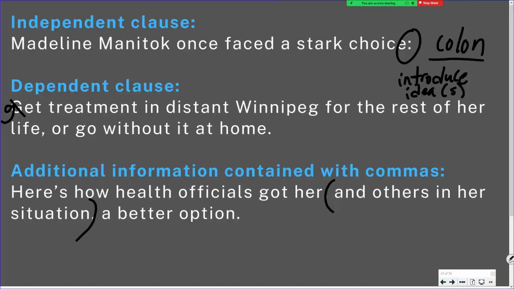And again, the sentence could read, here's how health officials got her a better option. That would be a fine sentence, but they want to add the additional information of the other patients, other people in her situation. So you could use a comma, you could use a dash, right? Or you could rewrite the sentence, right? You could say, here's how health officials found a better option for her and others in her situation, right? So you could rephrase it a different way.